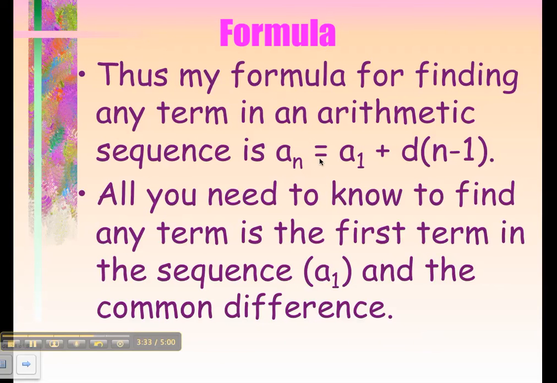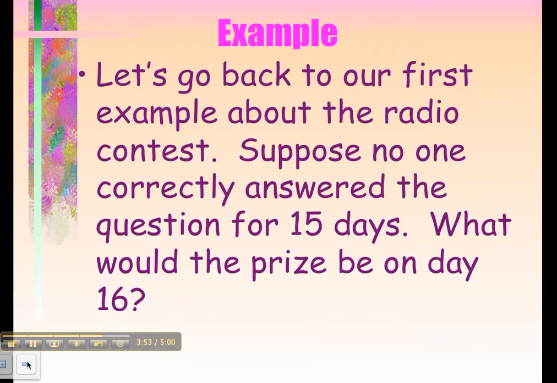The nth term is equal to the first term plus the common difference times 1 less than the term you're looking for. Now all you need to do to find any term in the sequence is to know the first term and the common difference. Sorry, I stuttered a little bit.